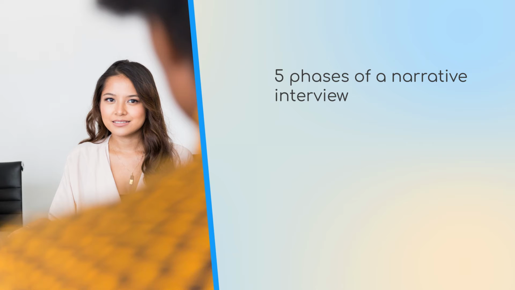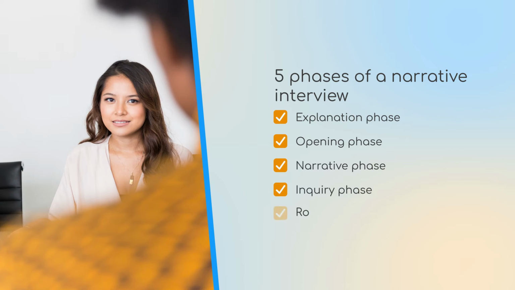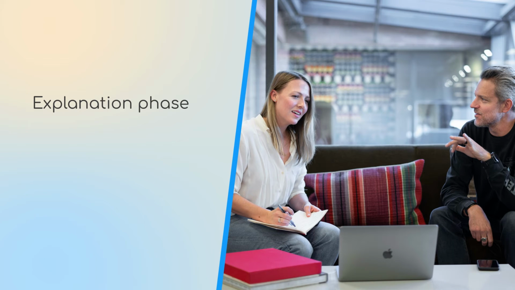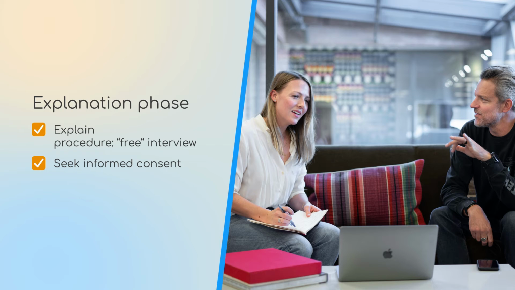Every narrative interview is divided into 5 phases: explanation phase, opening phase, narrative phase, inquiry phase, and rounding off phase. In the explanation phase, as the name suggests, you explain the interview process to your interviewee. You make them aware that the interview will not follow the usual question-answer pattern, but that it is about letting them talk freely and undisturbed about their life. In addition, since a consent form is required to conduct the interview, you will advise the respondent of the option to have his or her name anonymized if necessary.